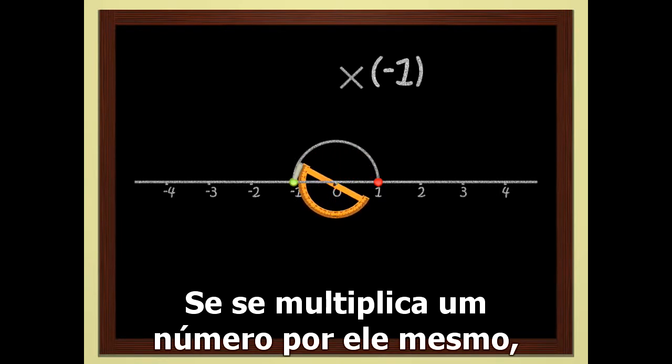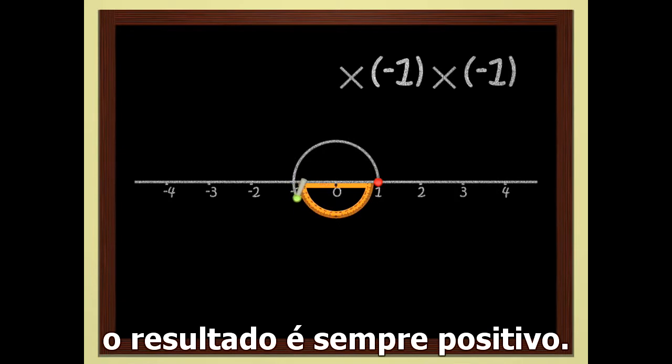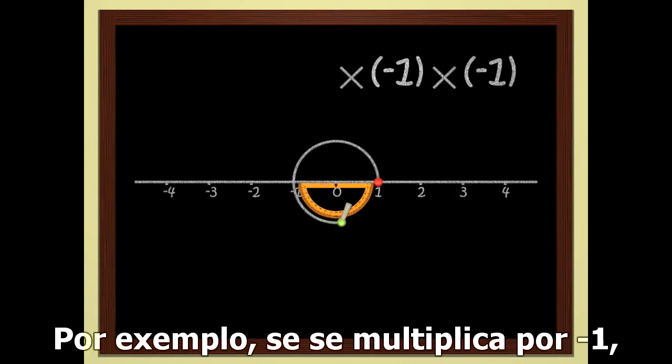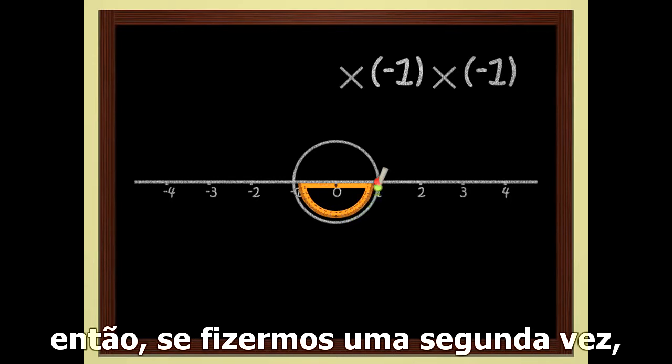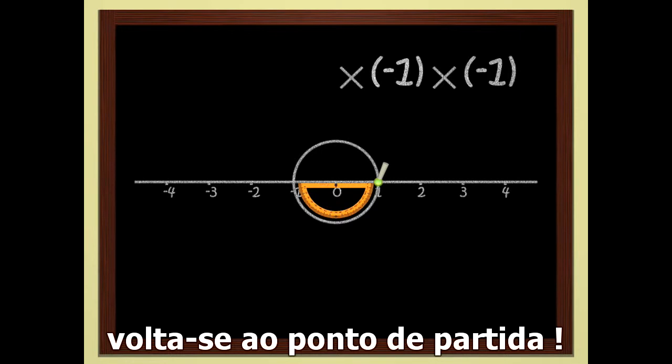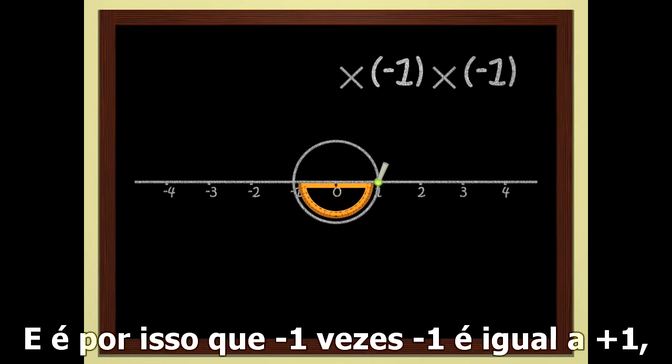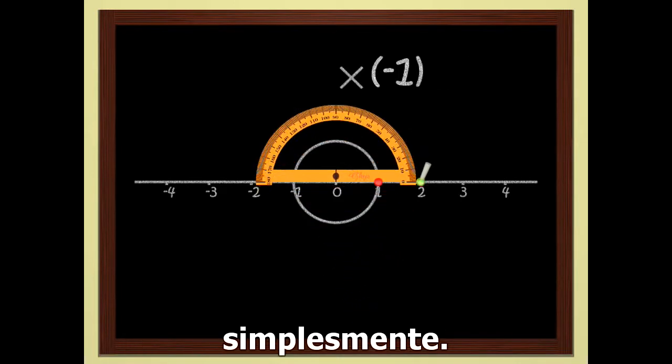When we multiply a number by itself, the result is always positive. For instance, if we multiply by -1, we make half a turn, so that if we do it one more time, well, we come back to the initial point. This is why -1 times -1 is equal to +1.